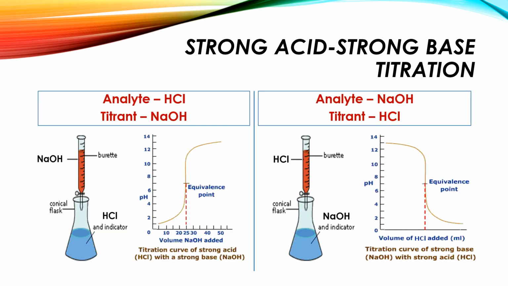To sketch a titration curve, we have to consider the type of analyte and the titrant used during a titration. The pH that is plotted in the graph refers to the pH of the analyte used in the conical flask. The shape of the titration curve depends on whether the solution in the conical flask is a basic or an acidic solution.